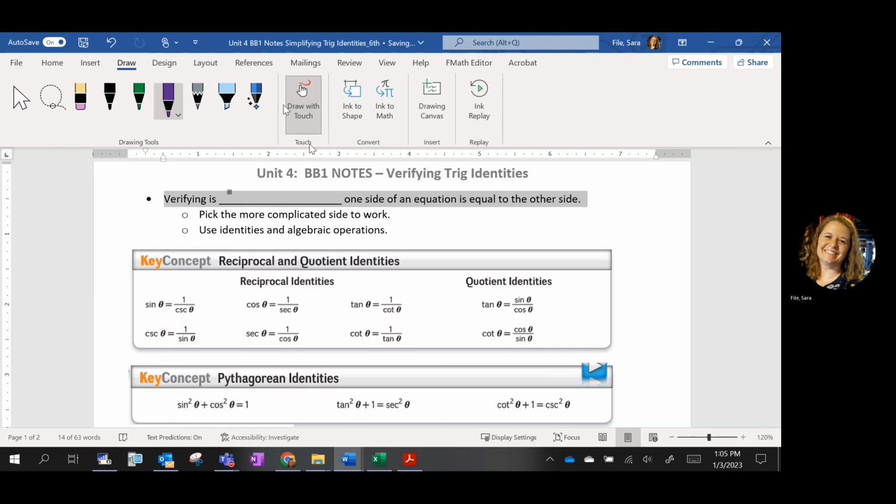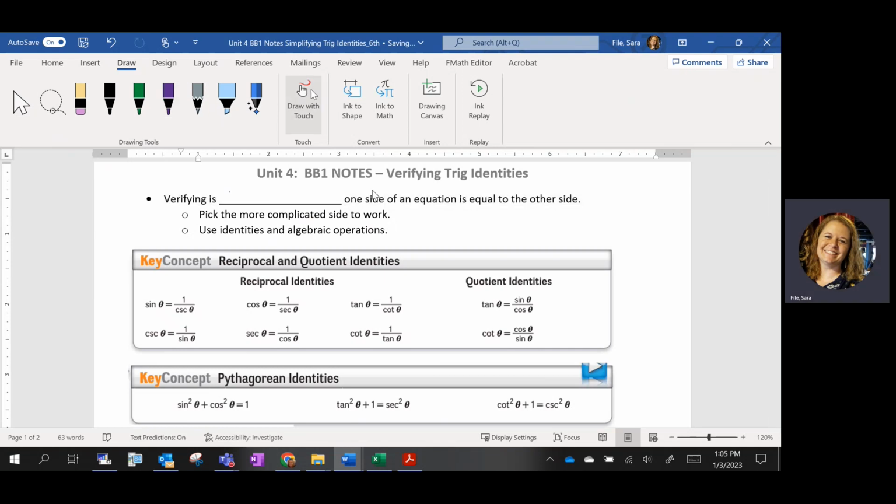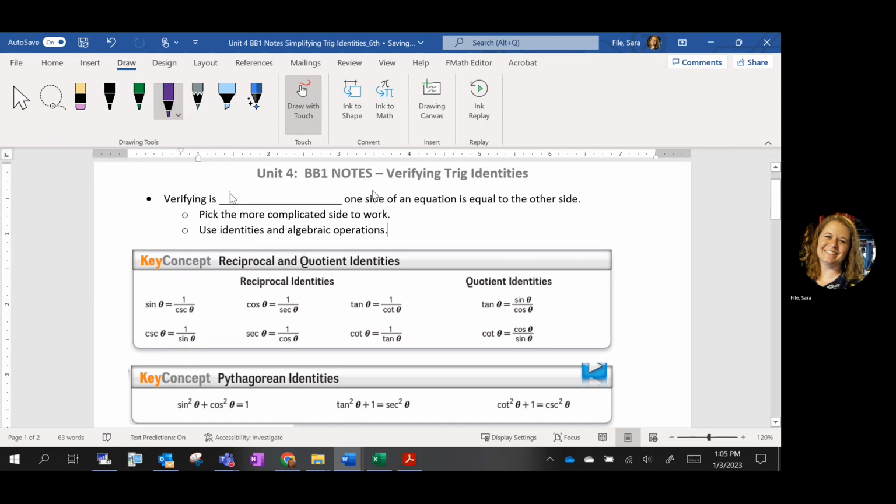Verifying is simply proving that one side of an equation is equal to the other side. Now, this is different than solving. When we solve equations, we get the variable by itself and move everything to the other side. We're trying to get a numeric answer when we're solving. That's not what verifying is.